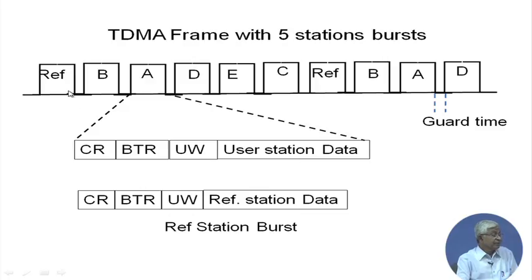Similarly, the reference burst, which says that this is the beginning of the frame, may have a CR, BTR, unique word, and reference station data if it has to transmit data meant for all others. Now these extra things, that is the guard times and the overhead including the unique word and the reference burst, are not useful bits. They are not the useful bits which are being exchanged. So these are the losses.